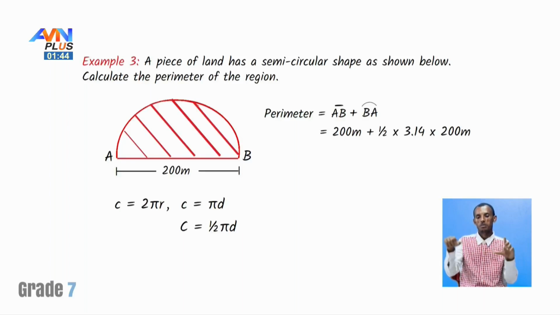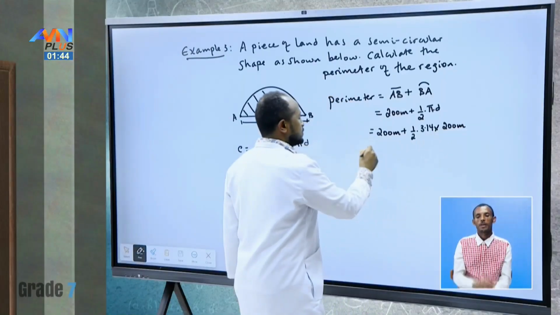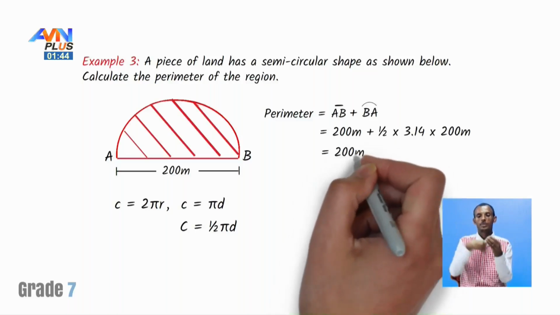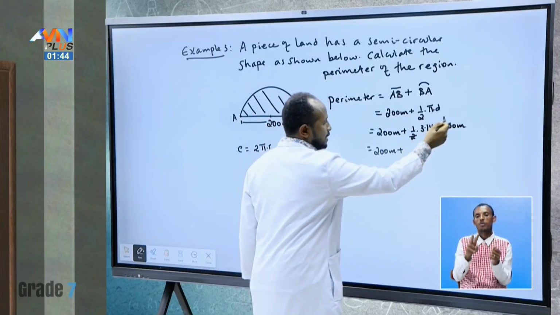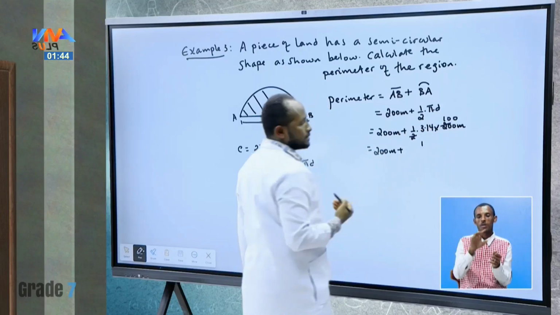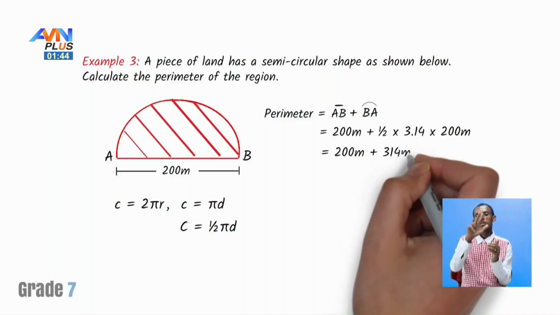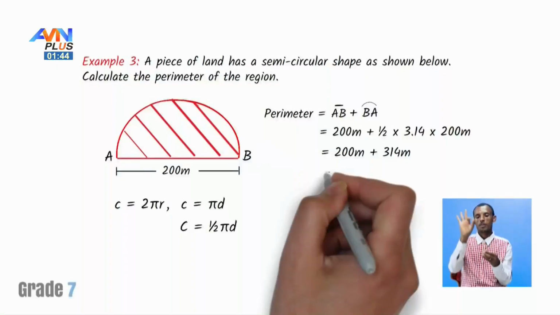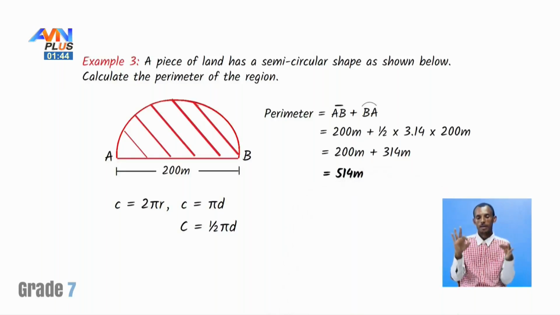So 200 meter. Therefore, this will be equal to 200 meter plus, I can divide these two by 2, 1 by 2, it is 100. 100 times 3.14 gives us 340 meter. So adding these two, you will have 540 meter, which will be the perimeter of this region.